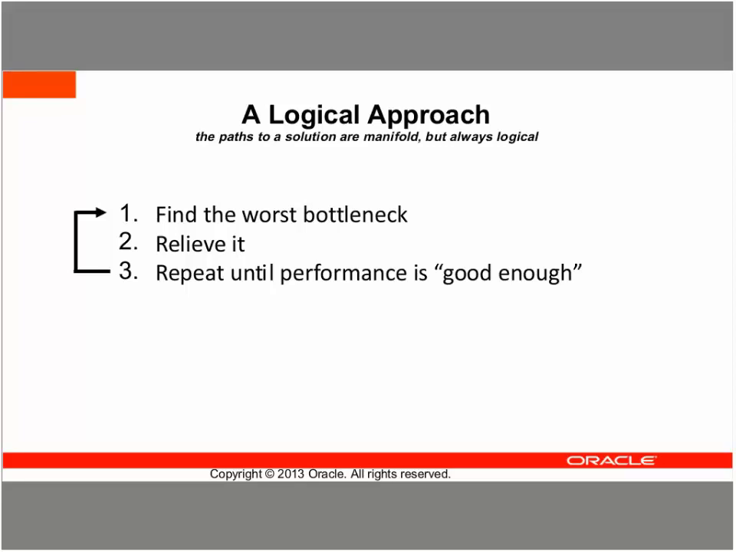Since a system is no faster than its worst bottleneck, what you're really doing is trying to find the worst bottleneck and then just relieve it. It's that simple. However, sometimes it's like peeling an onion. You take the outer layer and then you're presented with a new layer. Your entire performance issue may not have gone away.